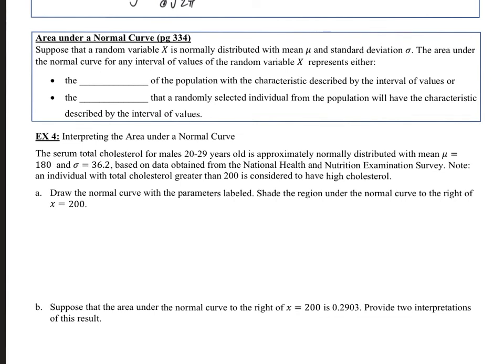All right, now let's take a look at area under a normal curve. Suppose that a random variable x is normally distributed with mean mu and standard deviation sigma. The area under the normal curve for any interval of values of the random variable x represents either the proportion of the population with the characteristics described by the interval of values or the probability that a randomly selected individual from the population will have the characteristic described by the interval of values.